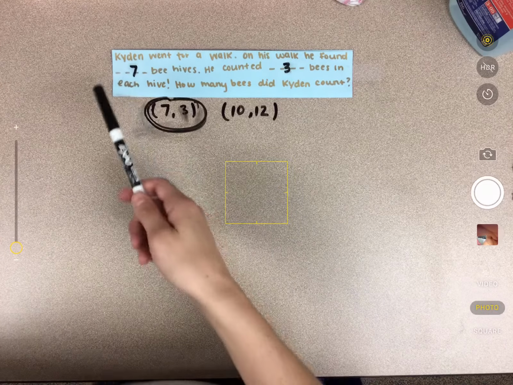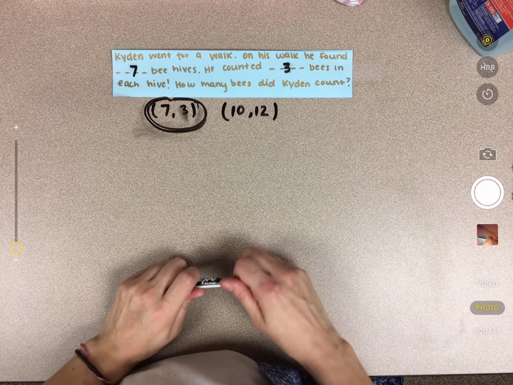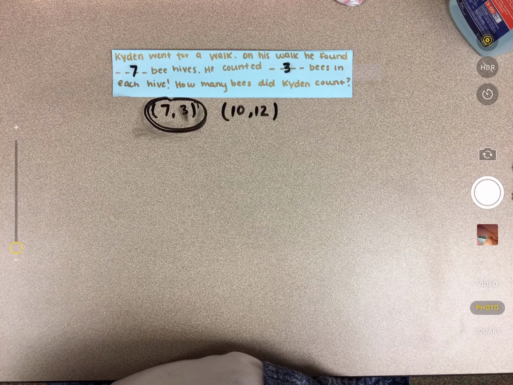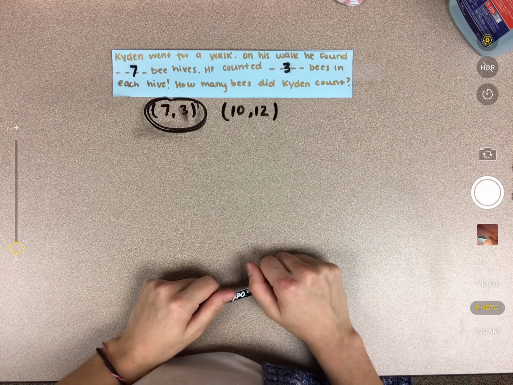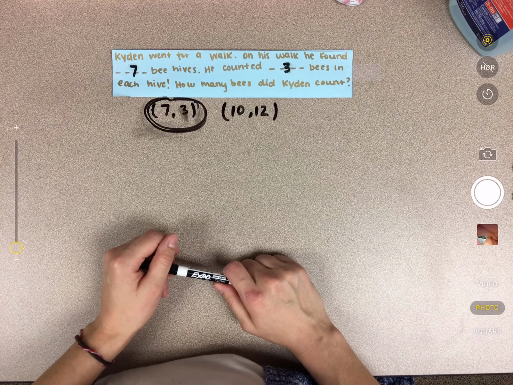So, this says, Kaiden went for a walk. On his walk, he found 7 beehives. He counted 3 bees in each hive. How many bees did Kaiden count? So what does this problem want to know? It wants to know how many bees did Kaiden count.